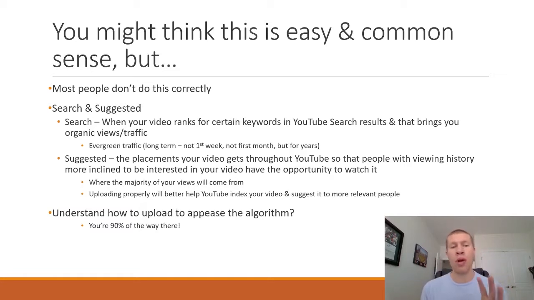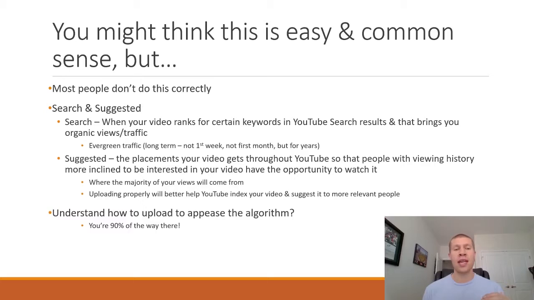So uploading properly, obviously ranking for evergreen content with search, but uploading content properly for the suggested aspect of YouTube will also help YouTube index your video so that it can suggest it to more relevant people, right? Because they want to know what your video is about because they have the data on everybody, and if their main goal is to keep other viewers on the platform and you give them the right data to suggest it properly, then you're both going to win, right?